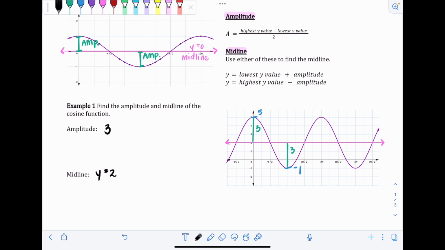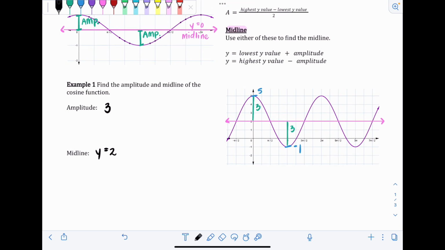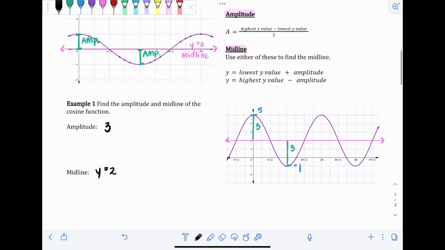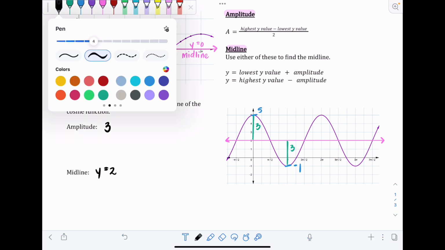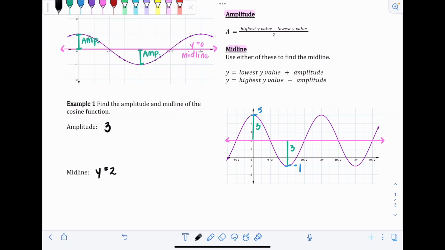And the amplitude will always be a positive value because it's just a distance. So amplitude is 3, midline is y = 2. And if you wanted to use the formulas, I'll just write it off to the side here. For amplitude, it'll be the highest y value, which was 5, minus the lowest y value, which is -1, so 5 minus -1, divided by 2.